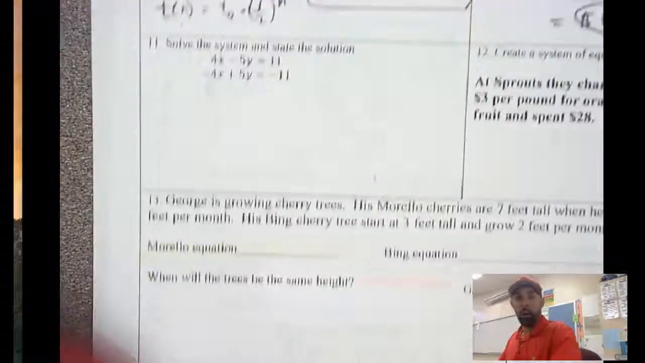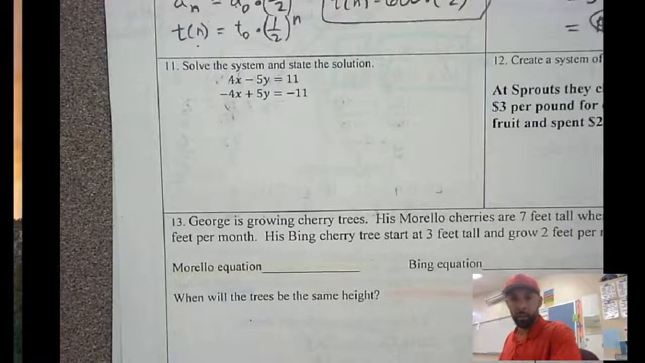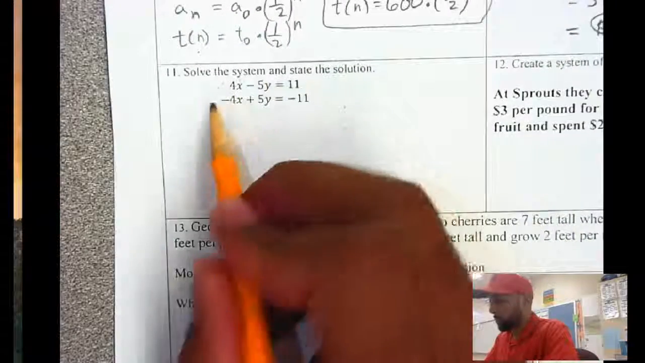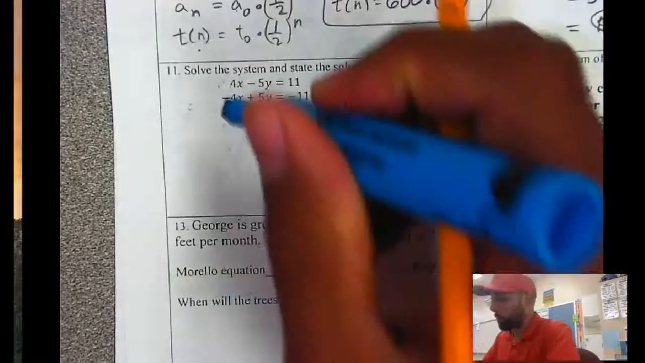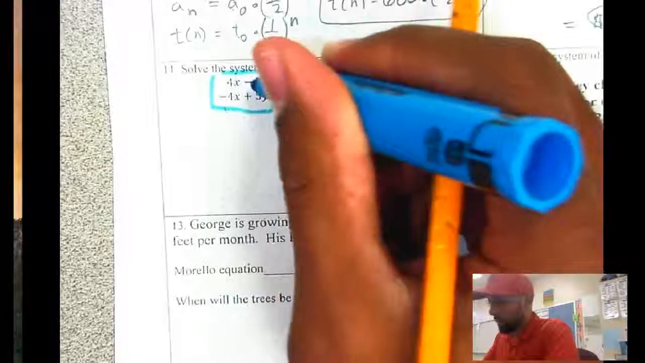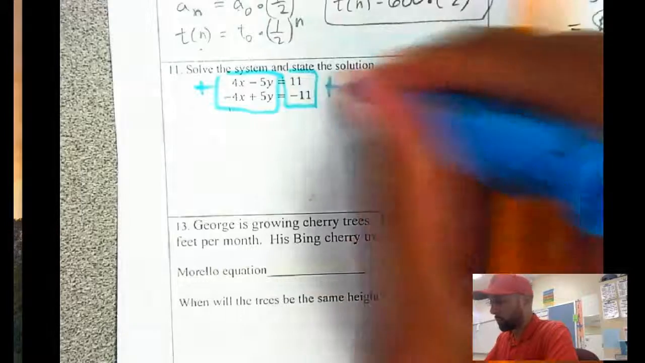All right, so now back to solving systems. It says solve the system and state the solution. Some of you might already recognize what's going on here. I'm going to add these two equations because both the x and the y have the same numbers and they're opposite. So I'm going to add them, and then add this side as well.